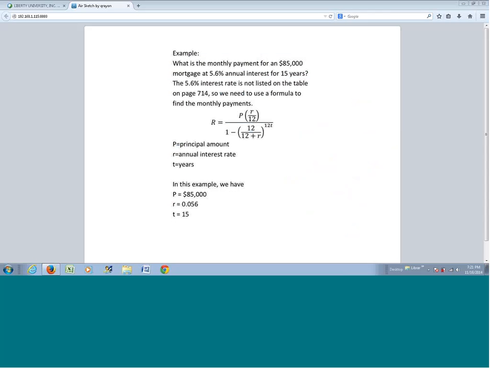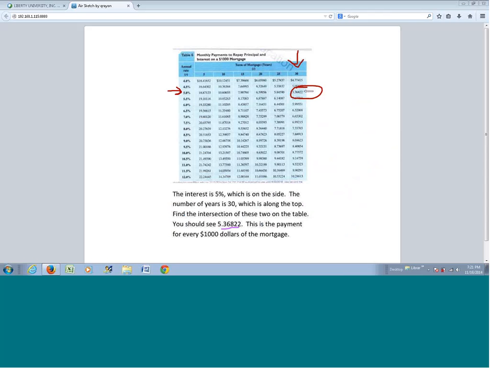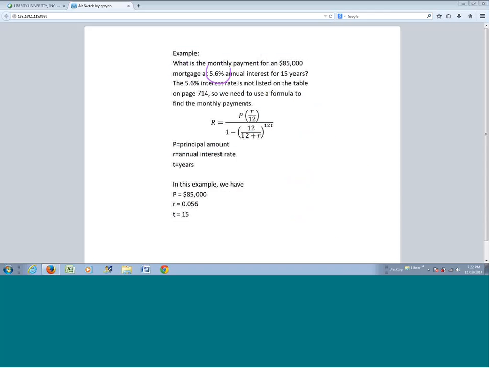Now, when we look at this table back here, the annual interest rates are all in 0.5% increments. We have 4%, 4.5%, 5%, 5.5%, 6%, and so on. But this example that we're doing now has an interest rate of 5.6%, which is not on the table. So if we can't go the easy way and just multiply times the number on the table, then we're going to have to use what's called a monthly payment formula. That's this formula right here.